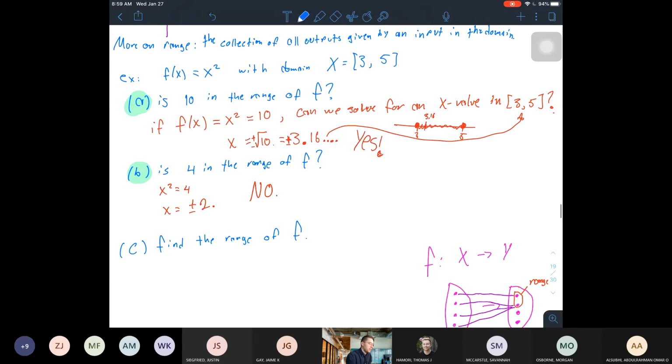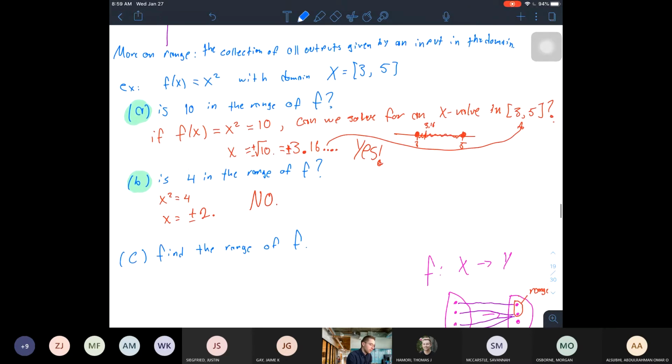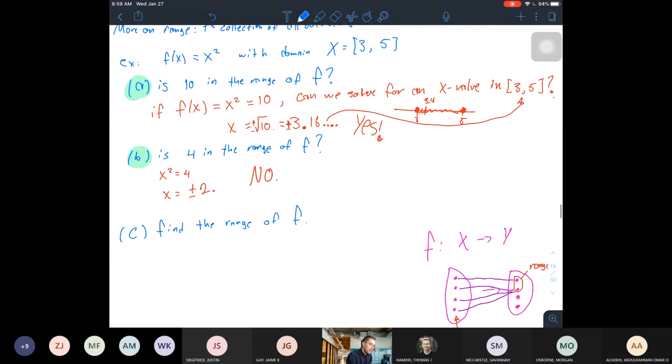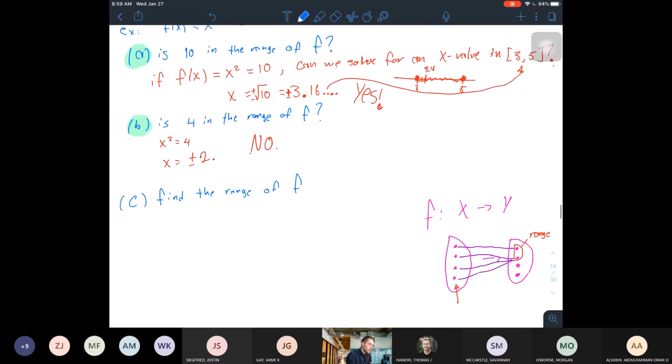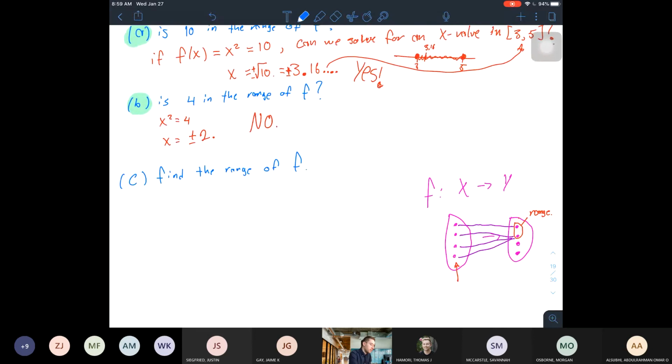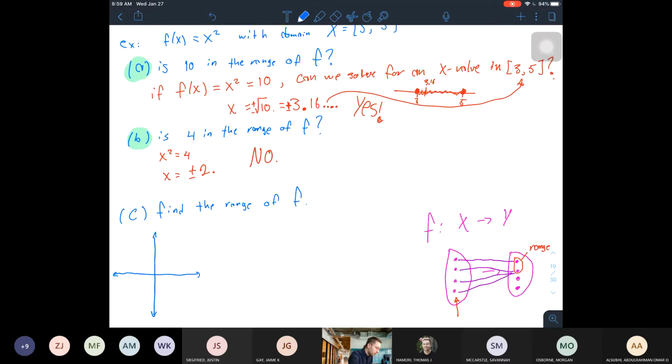So now for computing the actual range of f, we need to make a slight observation, okay? And it's best to draw the graph of this thing in order to see that observation. Okay, so let's draw it. If we have f of x equals x squared, it's going to look like a parabola.